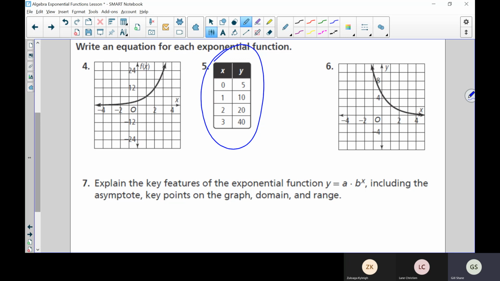How do we tell growth versus decay? If it's sloping downward. There's no graph. I'm talking about 5. If the numbers are going down. Decay would mean these are going down. These are not going down. These are getting bigger.